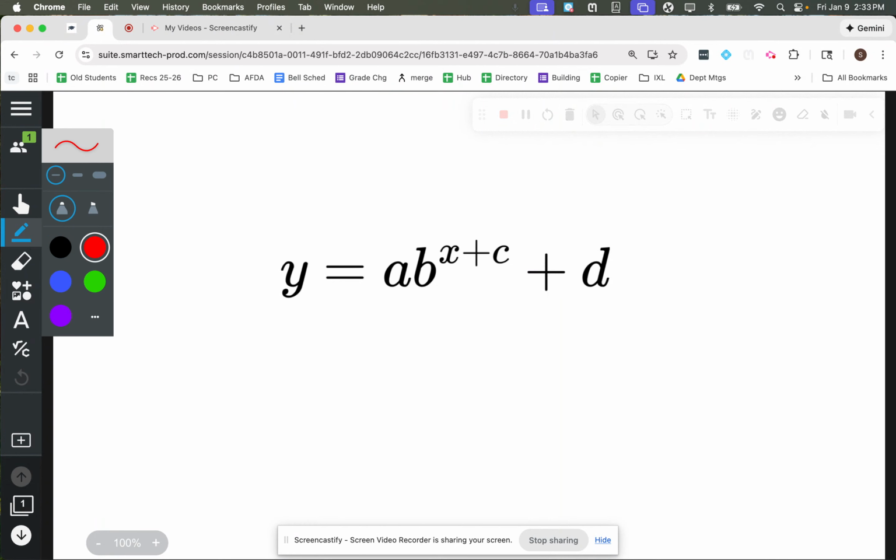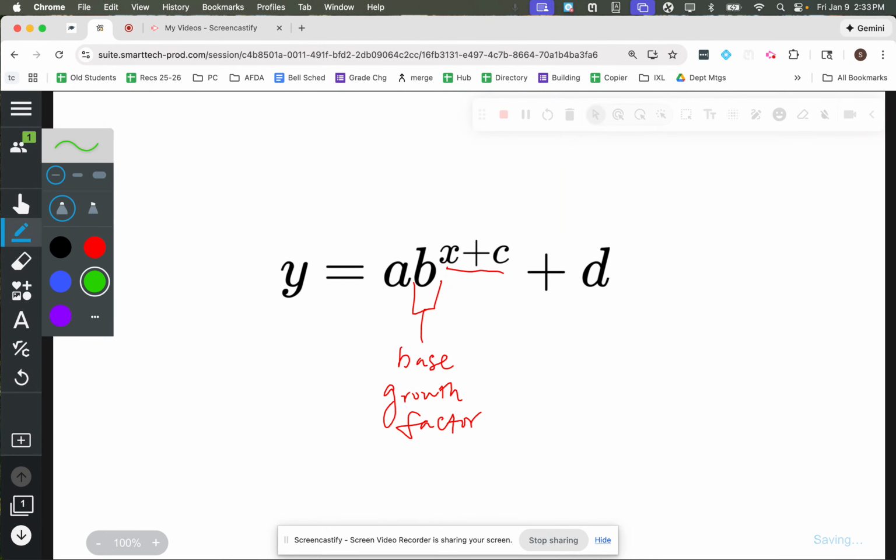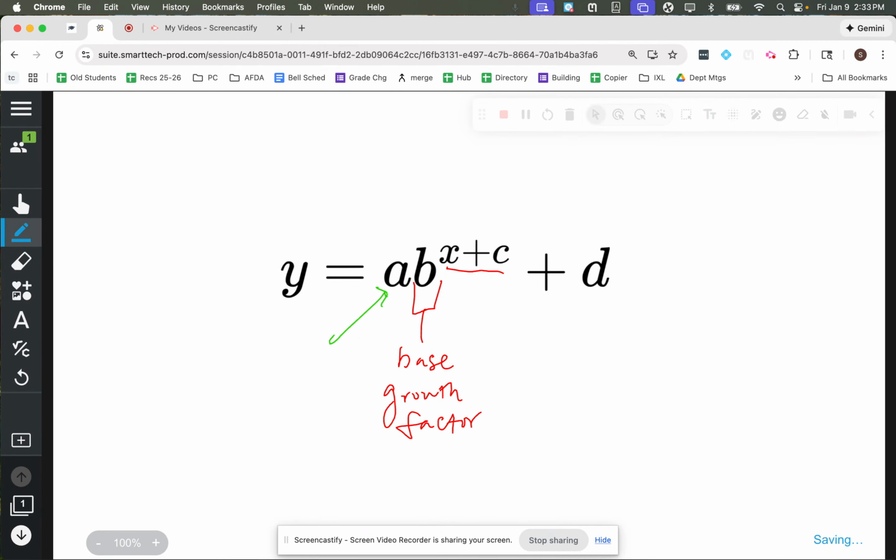The first one is the base. And this is the base of the exponent. But think of this as the growth factor, okay? Which makes this the a that's multiplying to the b, but is not affected by this exponent. This makes this kind of like the initial value.